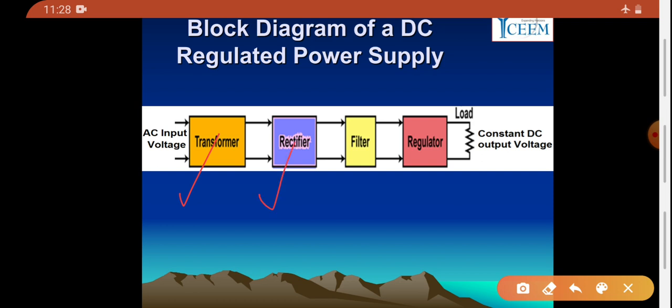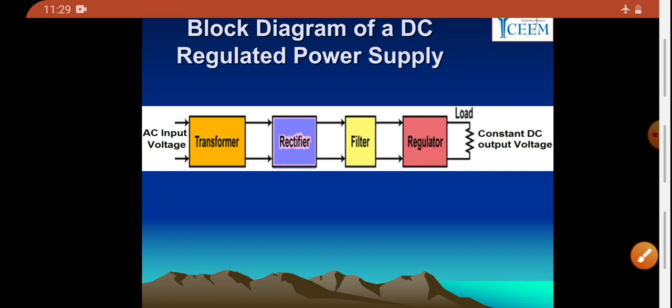The second block is a rectifier, a circuit which converts AC to pulsating DC. Okay, not pure DC, it is pulsating DC. Third is a filter, a circuit which converts pulsating DC, that means the output of the rectifier, into pure DC. Okay, but our requirement is not only pure but it should be constant also. So there is a fourth block, the regulator circuit, an electronic circuit which converts the pure DC to constant DC, and finally we will get constant DC output voltage from AC input voltage across the load. So this is the block diagram of DC regulated power supply.